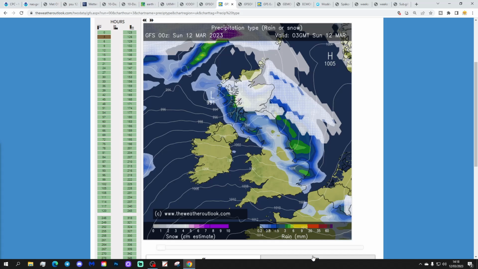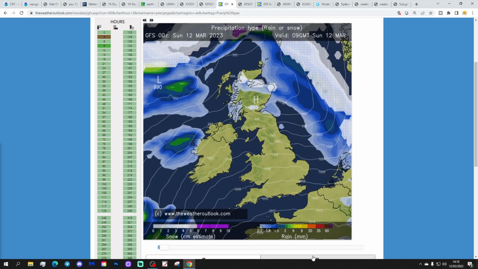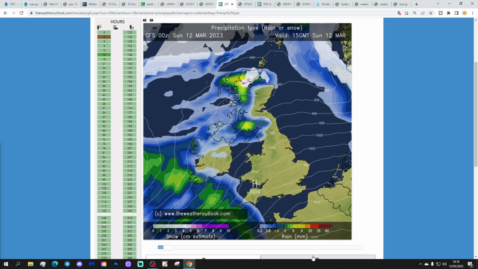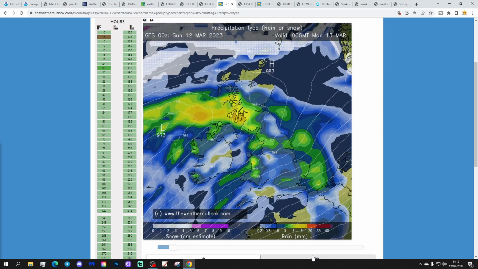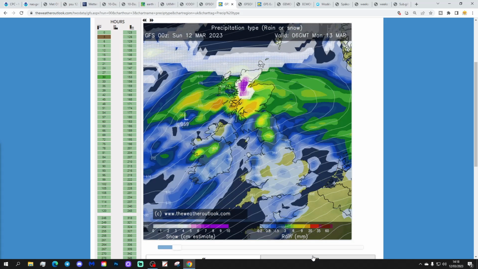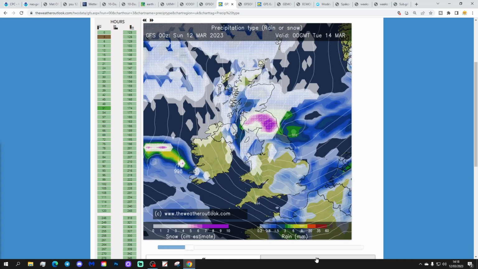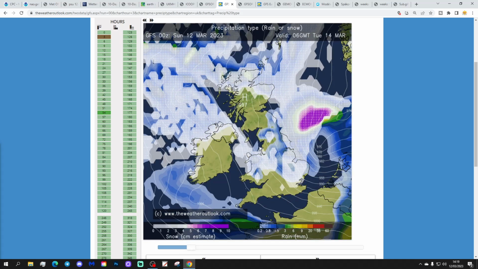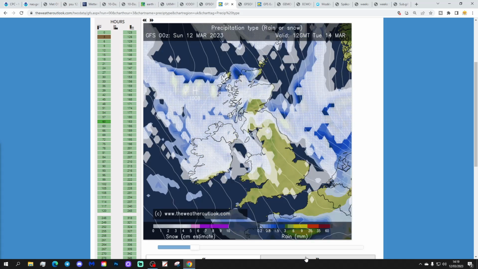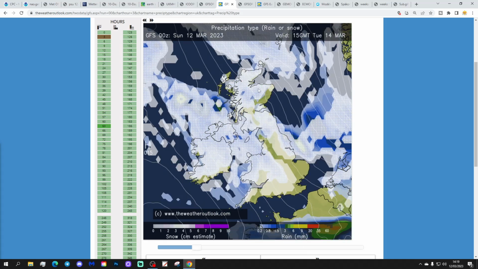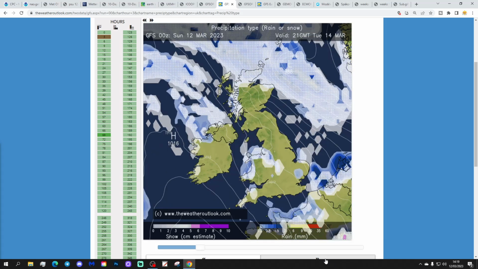This is precipitation type forecast based on that GFS midnight run from the weather outlook. Plenty of rain to come over the next day or so. Lots of wet weather piling in from off the Atlantic. By tomorrow afternoon, that rain turning back to snow again across Scotland as colder air digs back in from the north. Then overnight Monday into Tuesday, that wintry mix comes southwards across the country, leaving us with a cold and wintry day on Tuesday. Wintry showers, particularly into the north and west.